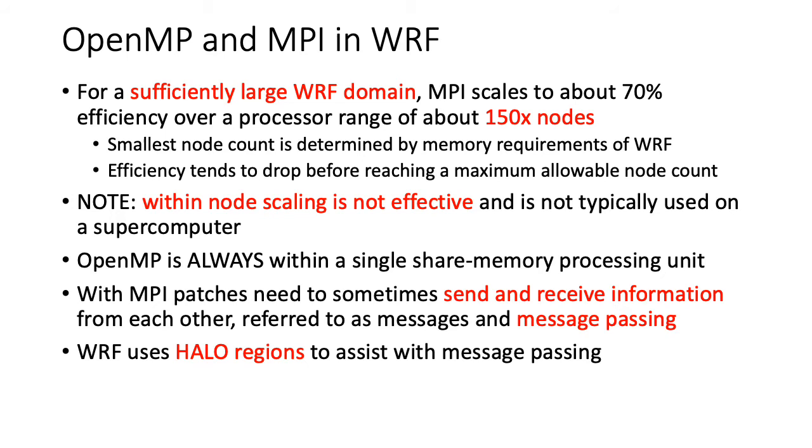MPI, it was mentioned, gets its name from message passing interface. Along the boundary of subdomains, we need to send information back and forth when we're doing our horizontal differencing. For performance purposes, there is a halo region that is set up to assist us with this message passing. We wouldn't want to send information to a neighboring grid cell every single time a piece of information is required if that information has not been updated.